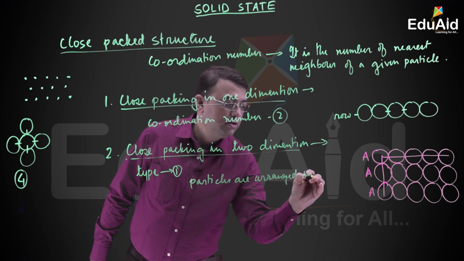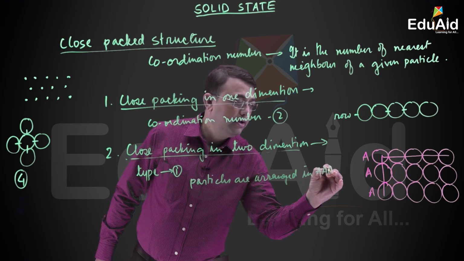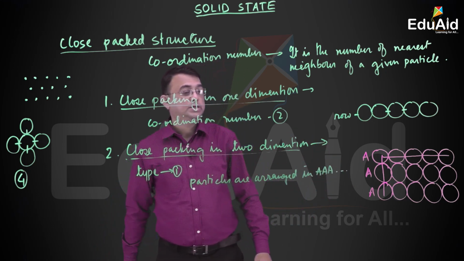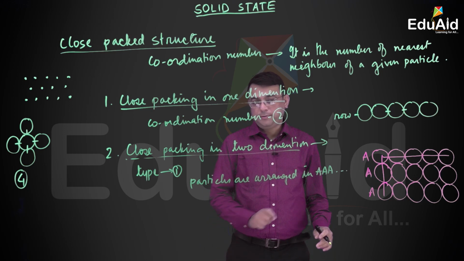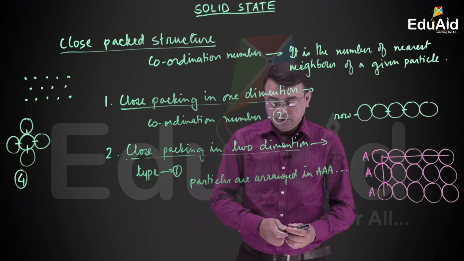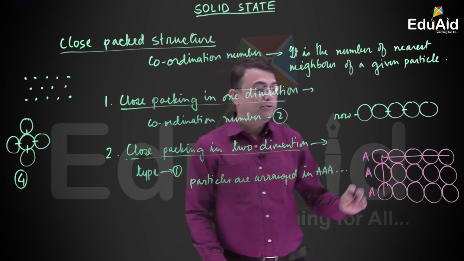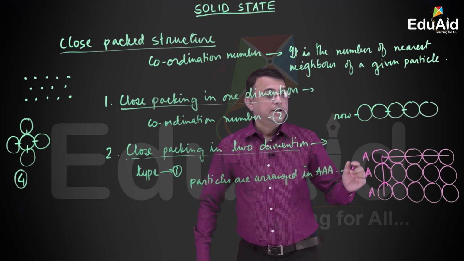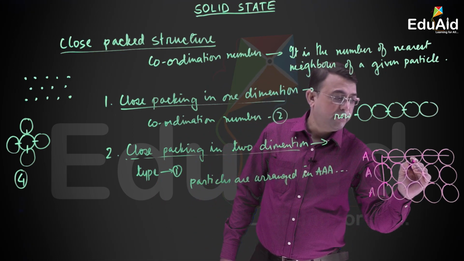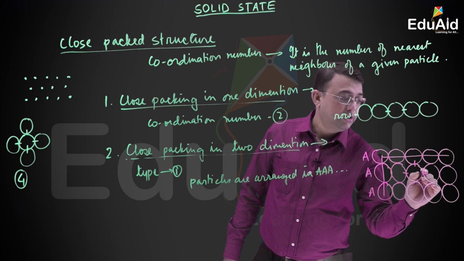So in type 1, we'll find that particles are arranged in AAA pattern. Now, if you look at the surroundings of each particle, you will find that each particle is touching other 4 particles.